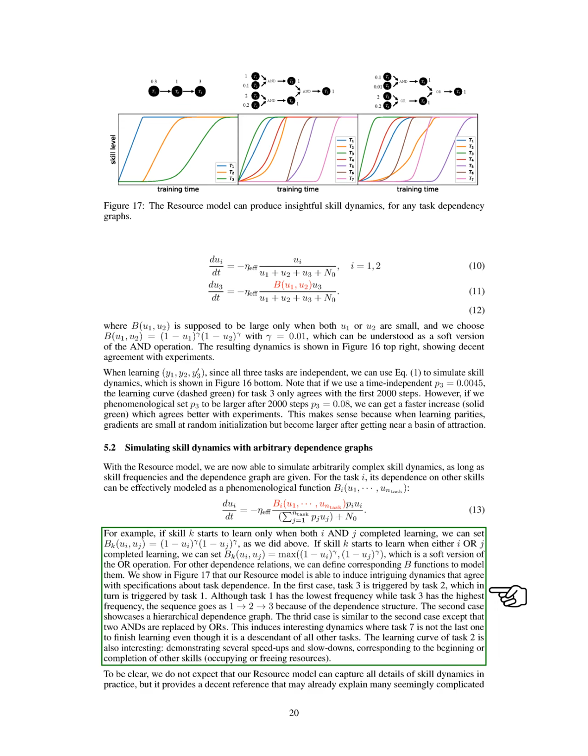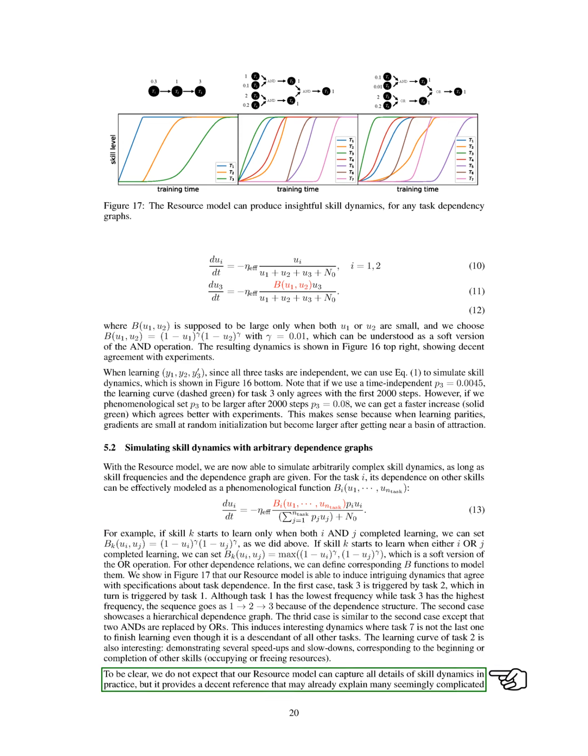Another example shows a hierarchical dependence, while a third case replaces sum and conditions with ORs, leading to unexpected dynamics where task 7 finishes learning before others, despite being dependent on them. The learning curve for task 2 also reveals fluctuations in speed, reflecting the influence of other skills on resource availability.